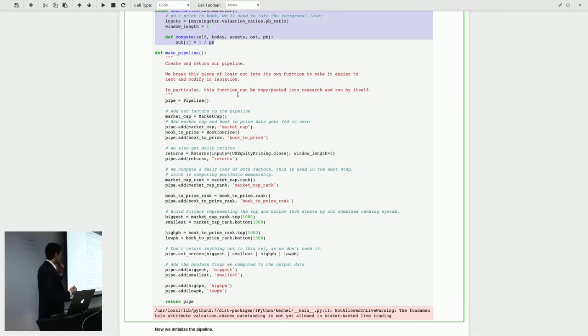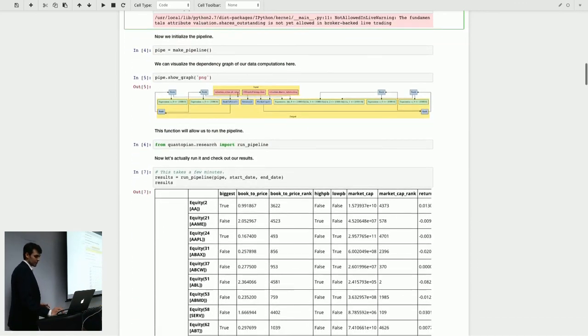We are taking the top 1,000 companies, the biggest 1,000 companies, and we're taking the smallest 1,000 companies, and we're just spinning them out. We're saying, here's the biggest, here's the smallest. Okay? All right. So this is just a visualization of the entire pipeline and what data is being fed into what, which might be useful for you if you're doing your own research.